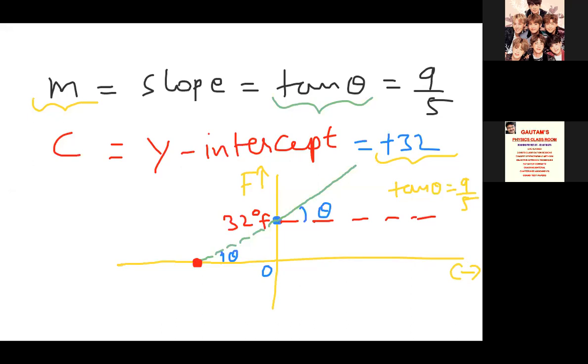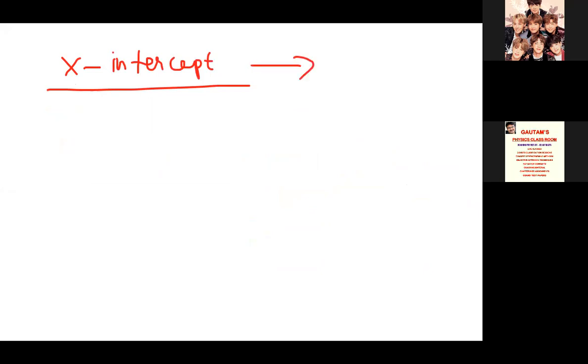Now my target is, what is this x-intercept? Let me discuss the x-intercept clearly. The x-intercept means the point on the x-axis, where the graph touches the x-axis. Remember, for any point on the x-axis, the y term must be 0.